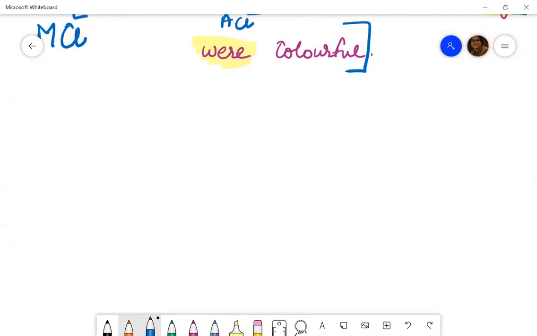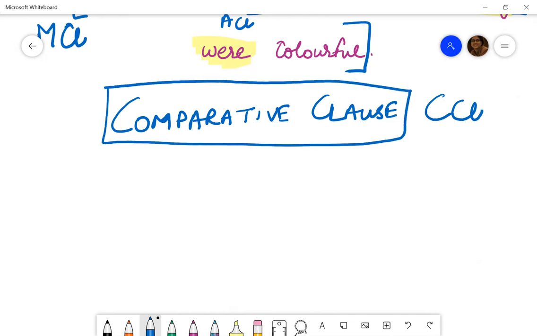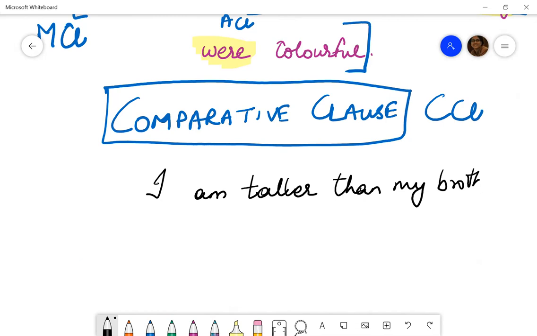Well, the last kind of clause that there is the comparative clause. What we call CCL. And well, yes, the comparative clause is exactly what its name suggests. It compares. But you can't just have anything being compared. The comparison must have a verb in it. So when I say I am taller than my brother, then how many verbs are there in this? Just am. That's it. So what is the clause? The clause is basically the entire sentence and there is only a main clause.